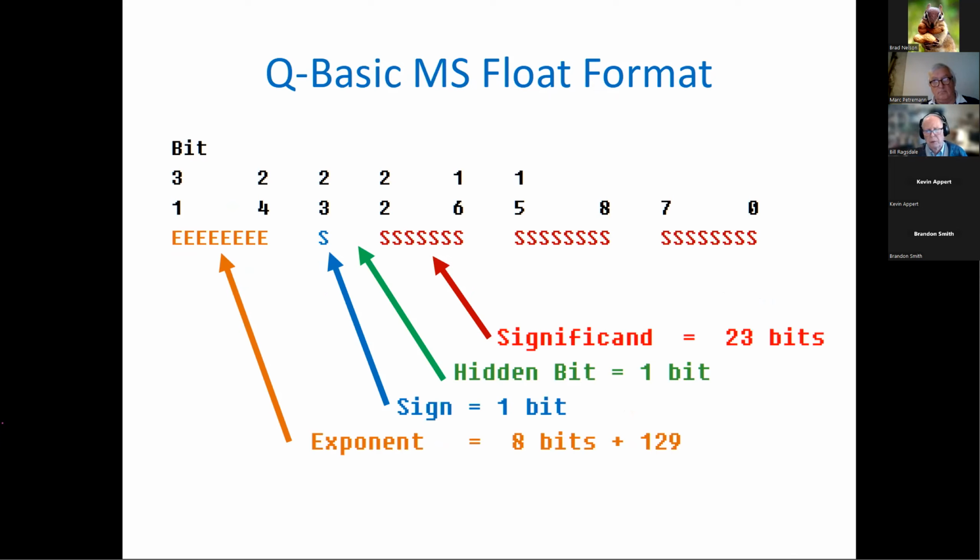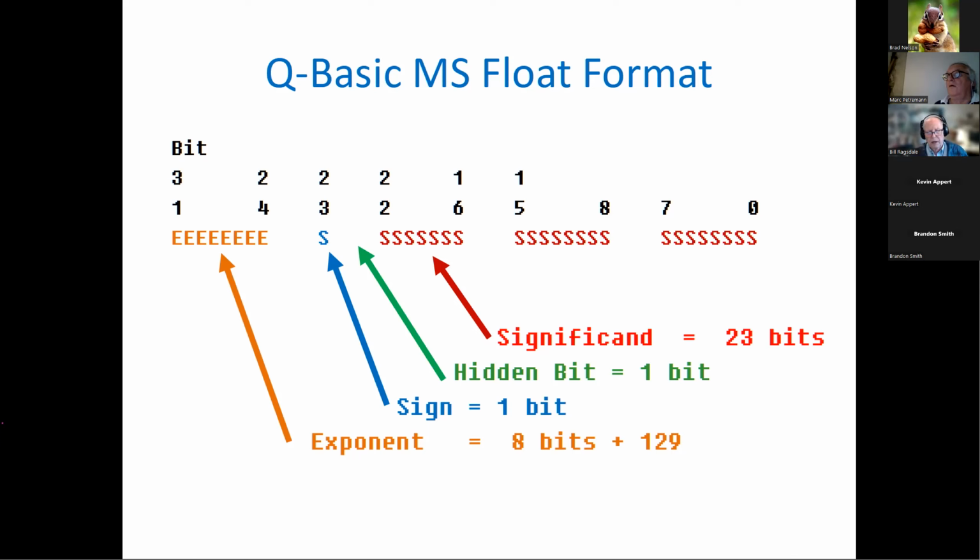Next, the QBasic Microsoft floating format. It's done from left to right, least significant bit on the right, going to most significant bit on the left. The exponent is the first 8 bits, shown in orange. Then the sign bit is bit 23, which is the 24th bit. And then there's the hidden bit, pointed out in green, which we'll talk about in a moment. And then the significand, which carries the magnitude of the number, in 23 bits. In the earlier versions, this was called the mantissa. It was called the mantissa as a holdover from logarithm days. Current terminology calls it the significand, as it's holding these significant bits.